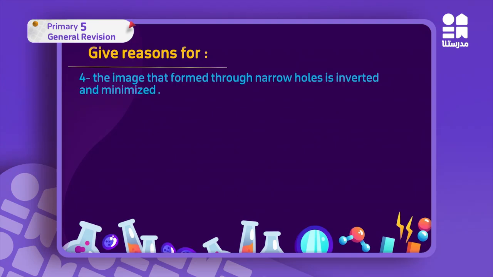Next question. The image formed through narrow holes is inverted and minimized. Inverted and minimized, that is because of what? Because of the traveling of light in a straight line.